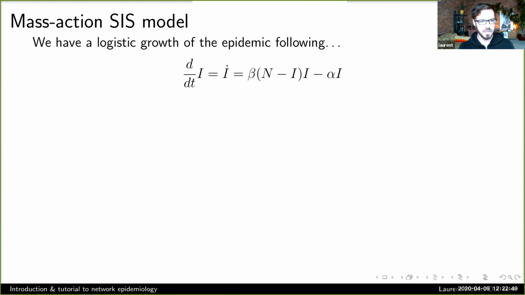So we have this logistic growth of the epidemic, right? So we have beta times I. Initially, beta times I times N when I is very small, so that gives me an exponential increase. But because of this N minus I term, eventually I'm going to peak when I can't infect any more individuals. So I reach a carrying capacity. So it's a classical logistic growth.